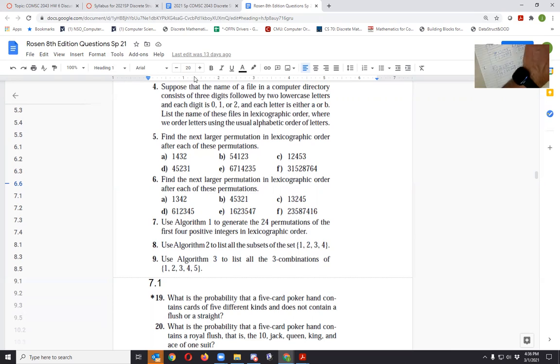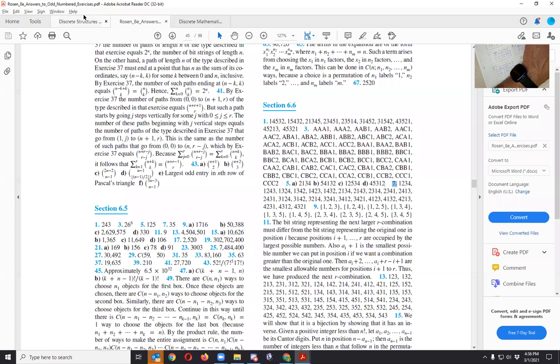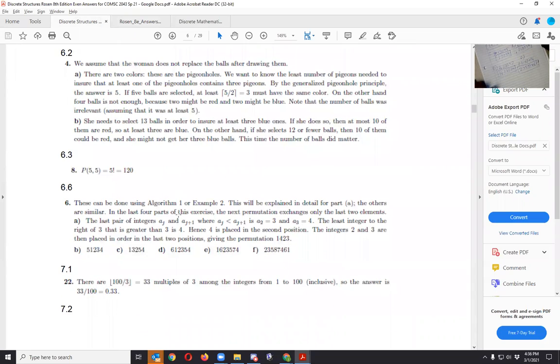Okay, so let's go see if they have anything to add on that discussion. 6.6. So the last pair of integers can be switched. So it's 1, 4. Oh, I circled the wrong one. So it's 1, 4, 2, 3. Cool. B is 5, 4. Wait a sec. Oh, 5, 4, 1, 2, 3. That doesn't make sense. Let's go look at that again.